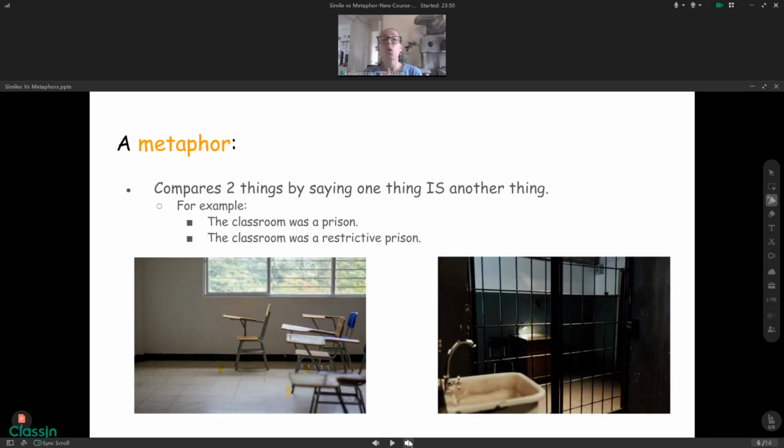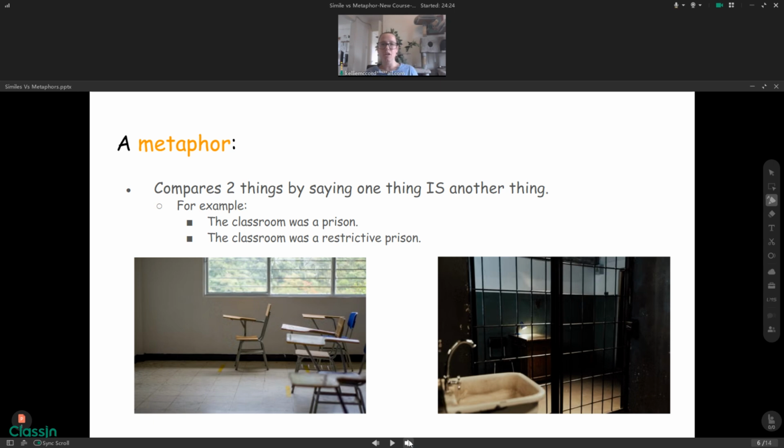So, a metaphor also compares two things, but it does this by saying one thing is another thing. So we remove the like, we remove the as, and we replace it with is. So the class, or was if it's the past tense. So the classroom was a prison. The classroom was a restrictive prison. Can you see that? So with a metaphor, it differs from a simile in that we don't say like or as, we say it is something else. But they are both still comparing.